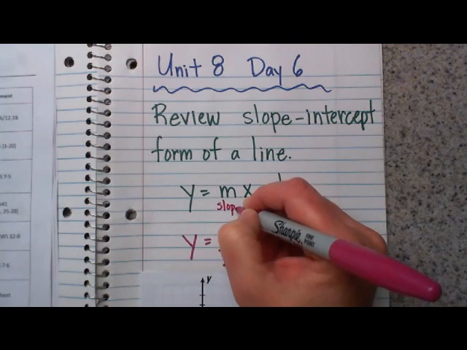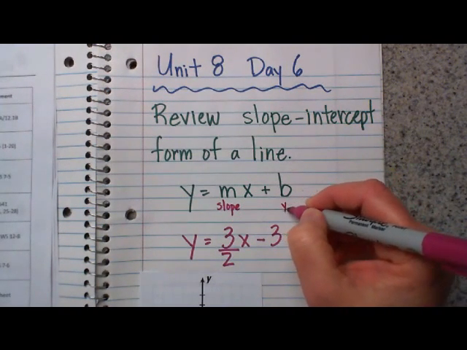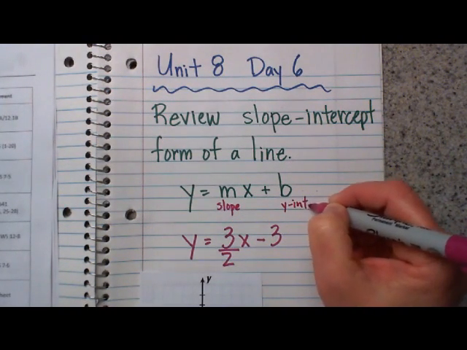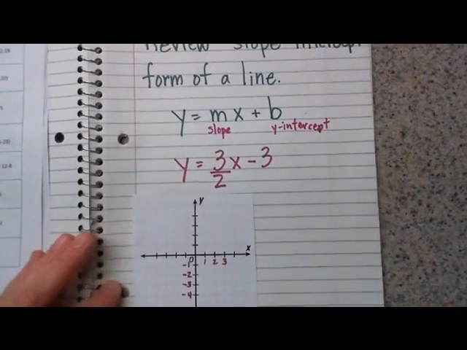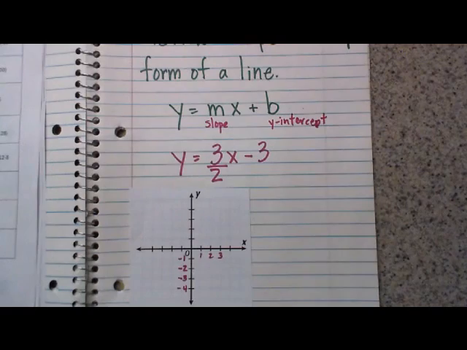So m is our slope. M is always our slope, and b is always our y-intercept. Right? Every day. Alright. We're going to go over a quick example, how to use the slope-intercept form.